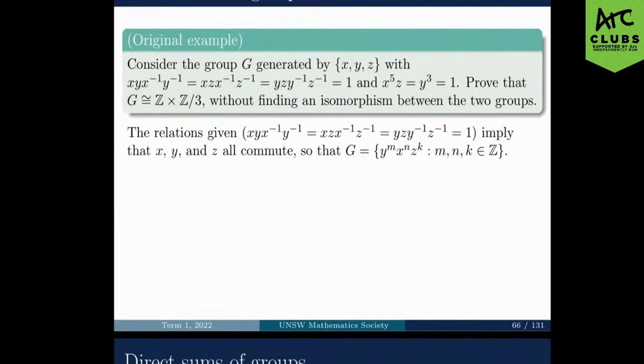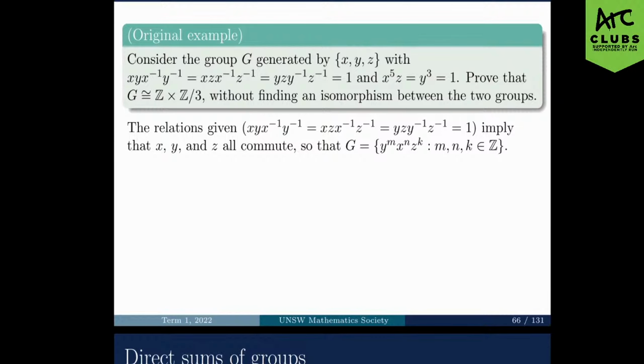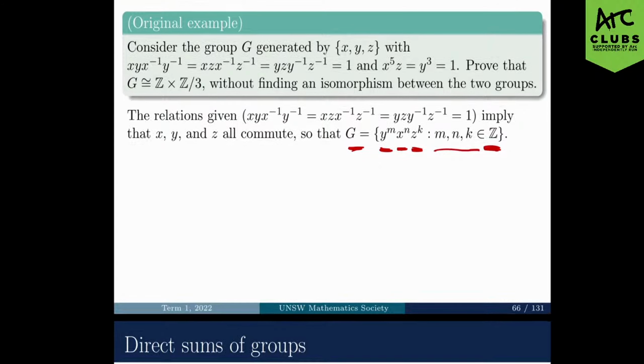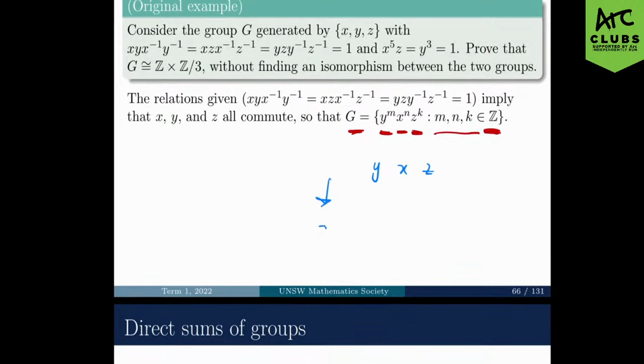So they all commute, and that means that we can express G as being equal to y to the m times x to the n times z to the k, for m, n and k elements of Z. Because if they all commute, then we can set a certain order of x, y, and z, and that won't change anything. So we won't get any new elements by allowing, for example, z to the k times x to the n times y to the m. This is pretty comprehensive because they all commute. So that's the first thing we want to work out.